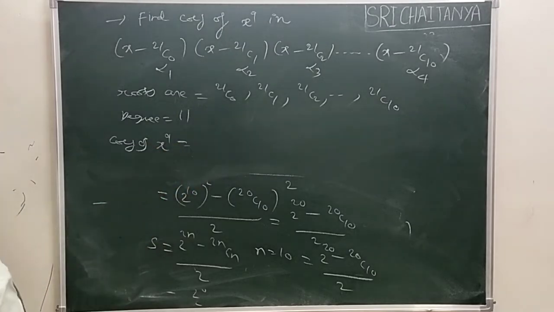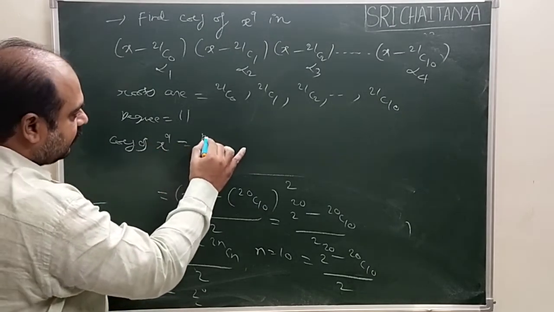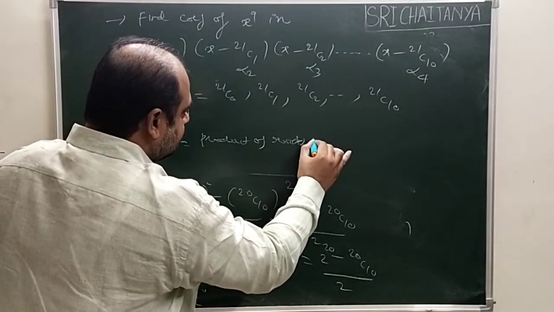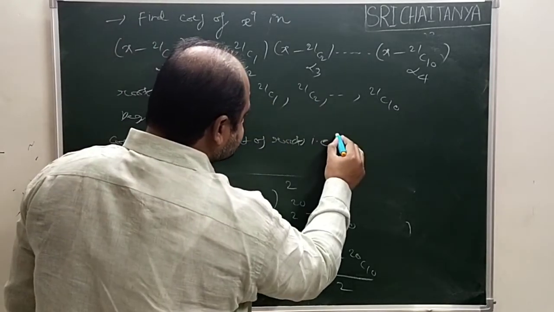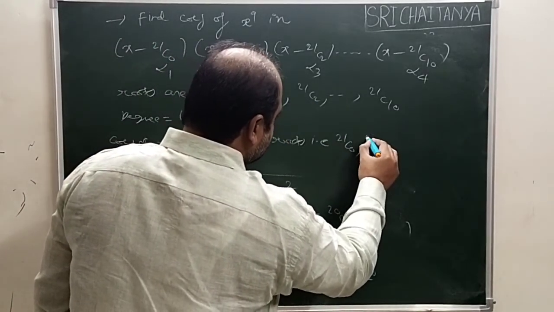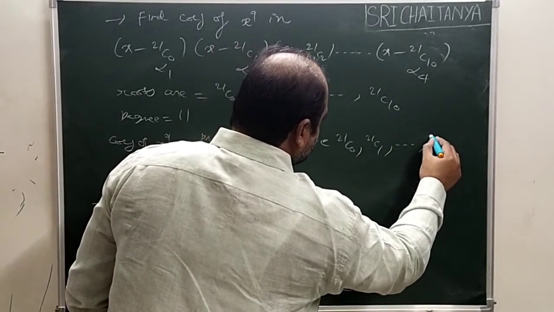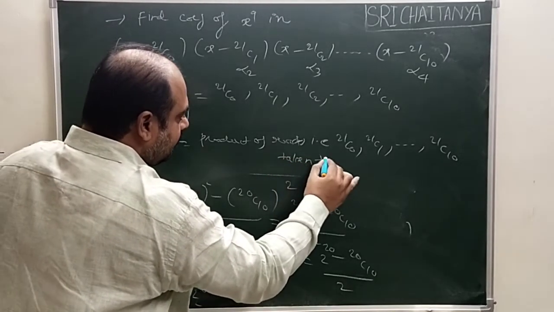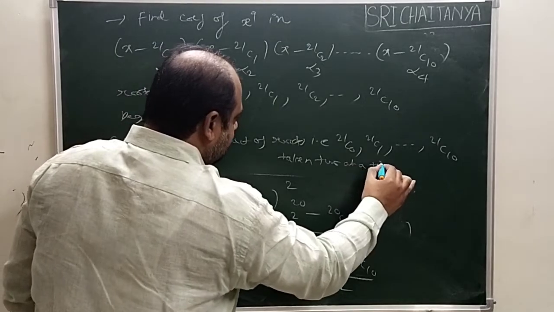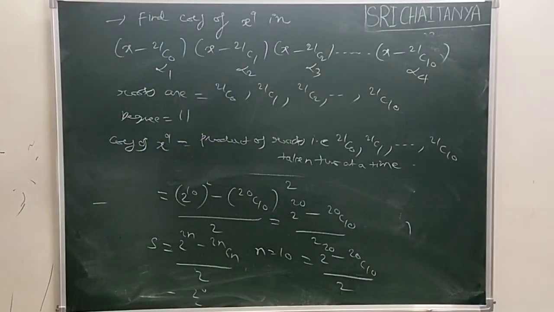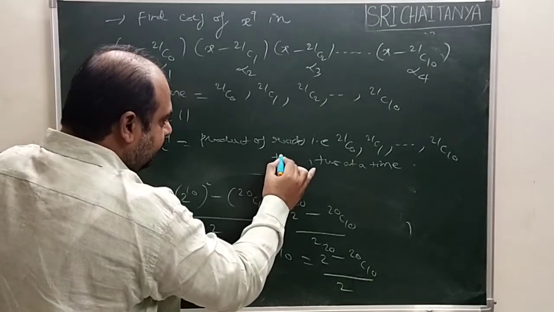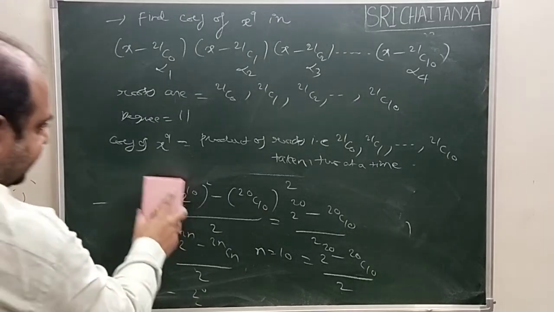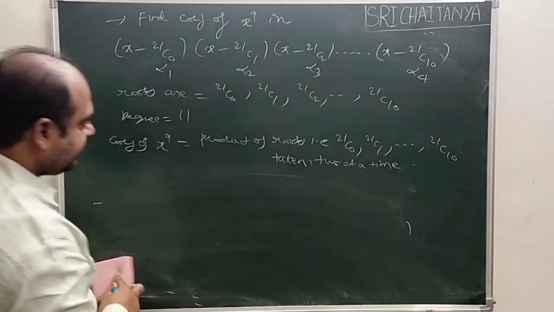Therefore, the coefficient of x power 9 is nothing but the product of roots taken 2 at a time. Roots are these, taken 2 at a time. That is the product of the roots taken 2 at a time. I am writing, look at.